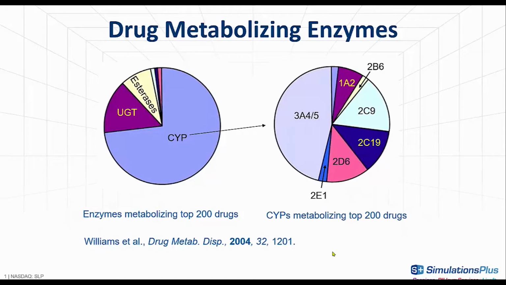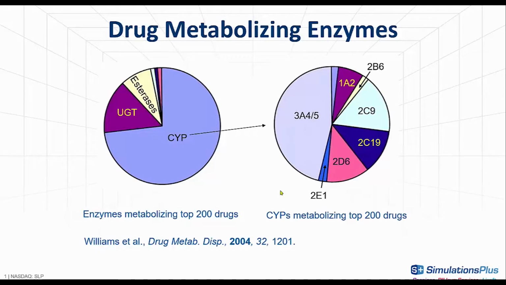This slide shows drug metabolizing enzymes. It's from a publication in Drug Metabolism and Disposition in 2004, and it shows the enzymes metabolizing the top 200 compounds. About 3/4 of them are metabolized by CYP. It's hard to say, a little less than that obviously for UGTs, and a little bit of that for esterases. Then the CYPs are broken up into the 5 major metabolizing enzymes: 1A2, 2C9, 2C19, 2D6, and 3A4, with less contributions from 2B6 and 2E1.